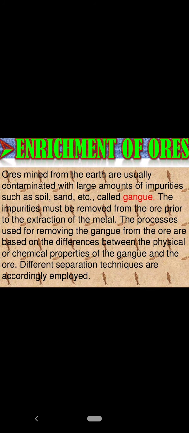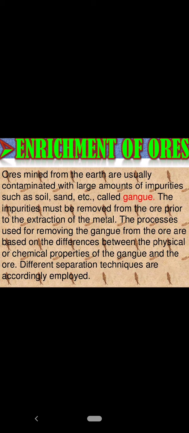Then we can obtain the pure metal, while the metals of low reactivity are found in the sulfide forms, means they are in the form of sulfides. So we have to obtain the metal by roasting process or by refining or purifying the metal.